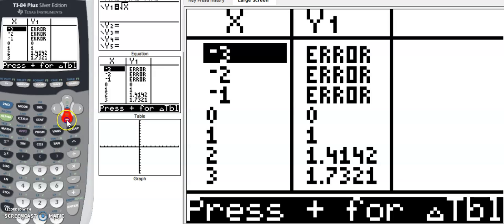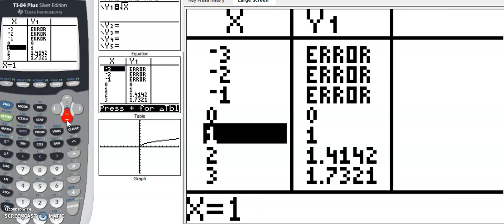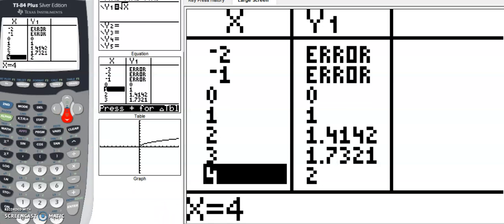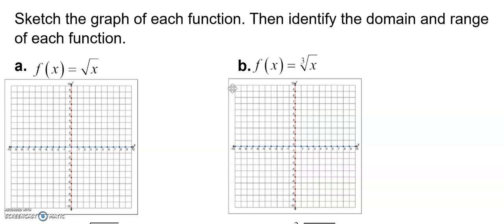So if I look at the table, I see it goes through 0, 0. I see it goes through 1, 1, and I also see it goes through 4, 2. So I'm going to use those points, and those are going to be really important for my graphing of functions. I want to definitely have a few key points that I know, so 0, 0, 1, 1, and 4, 2. And specifically, it's really important, the 0, 0, and the 1, 1. The 4, 2 is also helpful. If I kept going, I know it would go through 9, 3, and I know that because the square root of 9 is 3.